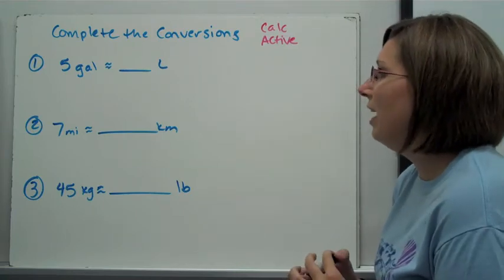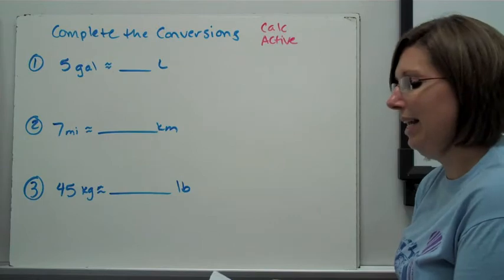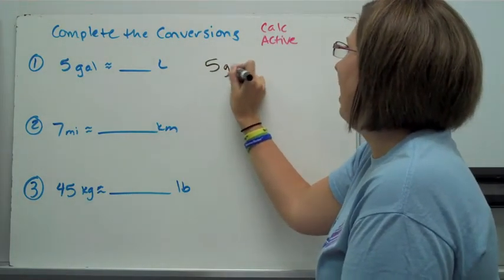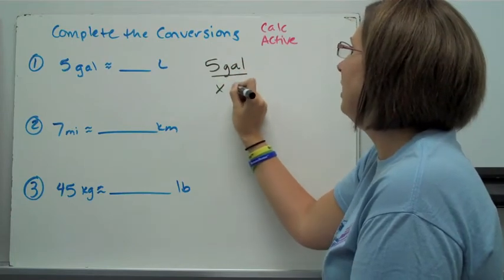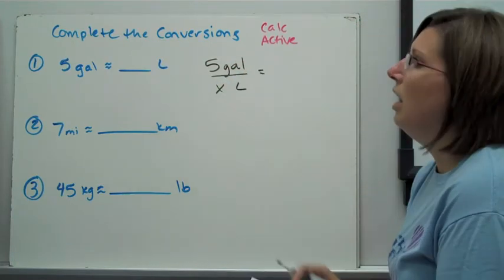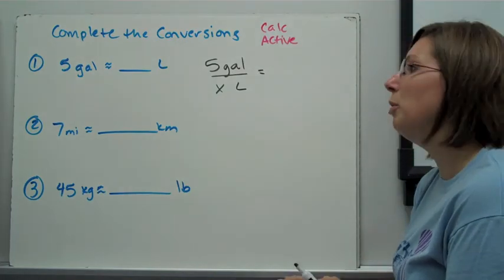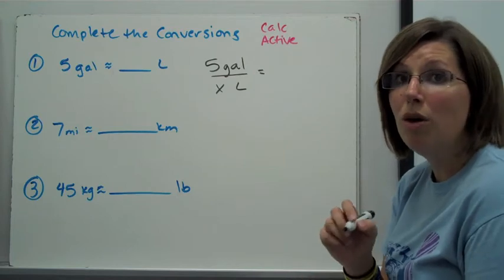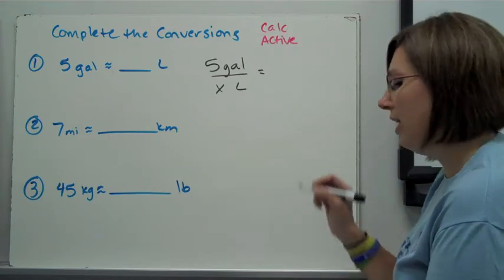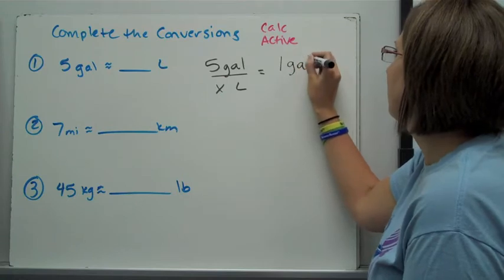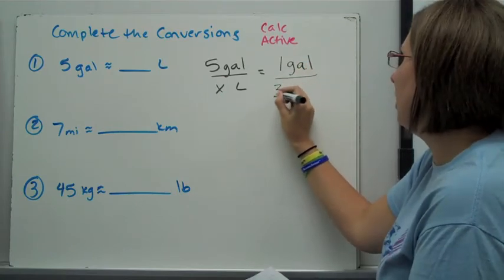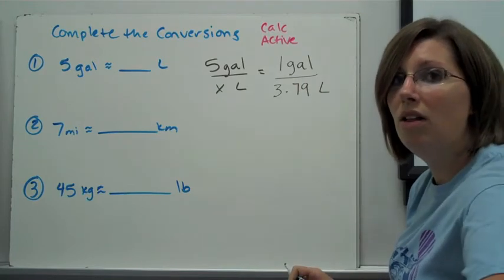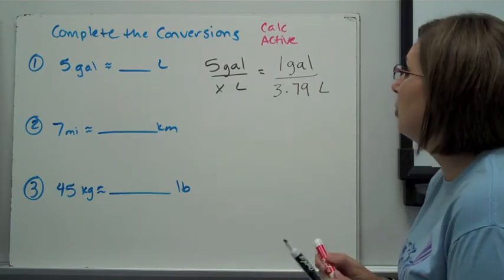So if I have 5 gallons, I want to know how many liters that is. I'm going to set up a proportion using what I know. I know I have 5 gallons, and I want to know how many liters that is. So that's my first half of my proportion. And then I'm going to use the information from the table from the previous slide. And I know that 1 gallon is about equal to 3.79 liters. So once I have all of that set up, I am going to cross multiply.